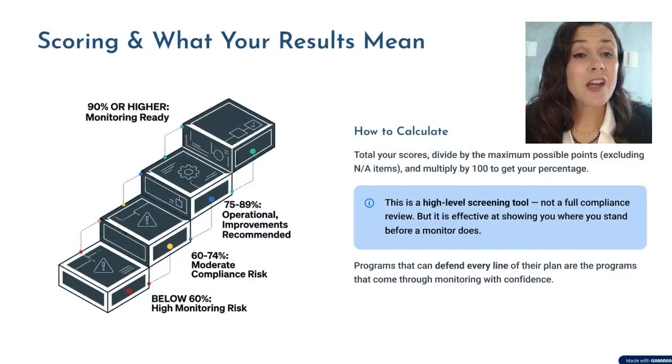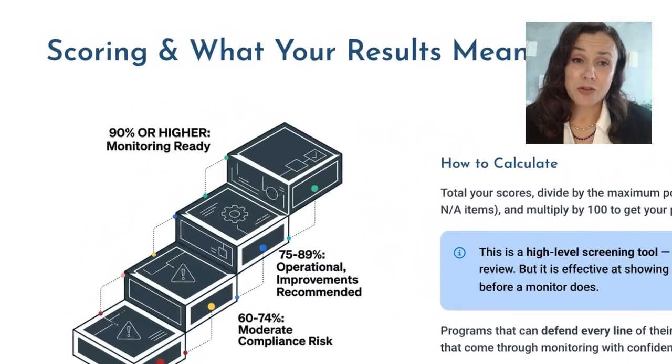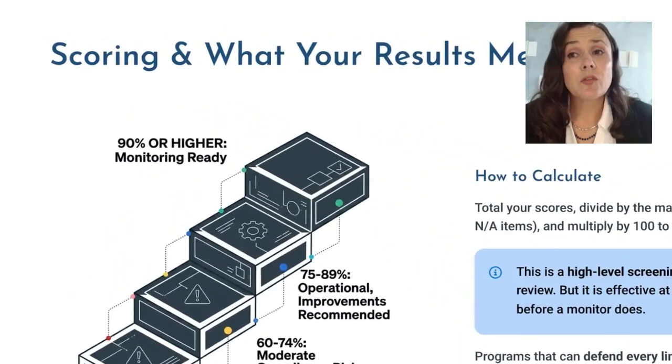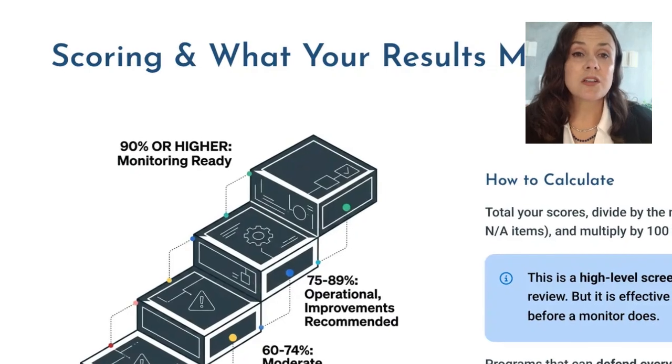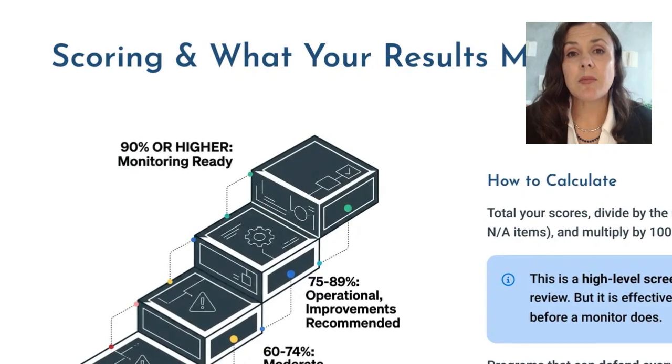Once you finish the checklist, you'll calculate your score. Here's what those percentages will tell you. If you got a 90% or higher, you are monitoring ready. You might be able to improve a little here and there. You might be able to clearly define things a little bit better, maybe even keep your documents a little bit more in check. But generally speaking, you're ready to go.